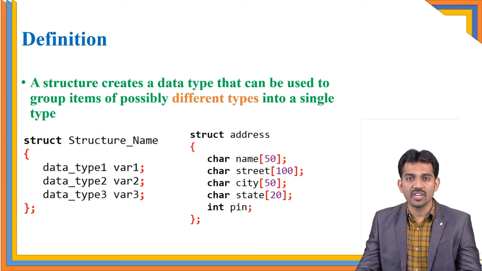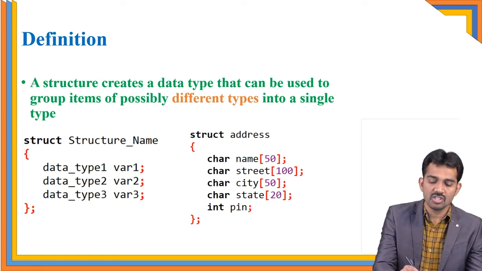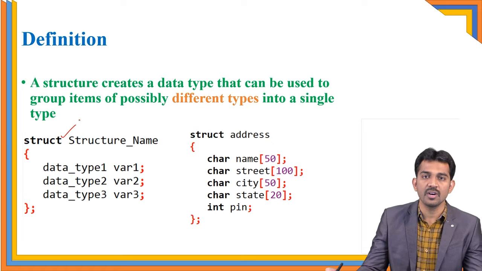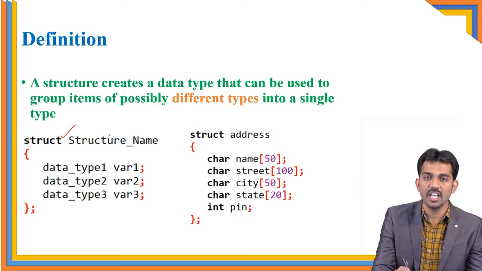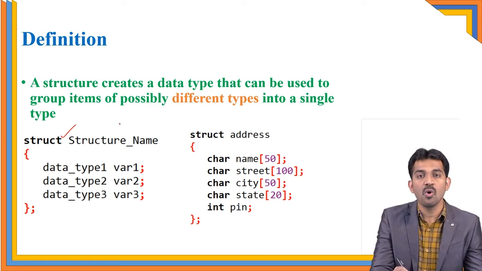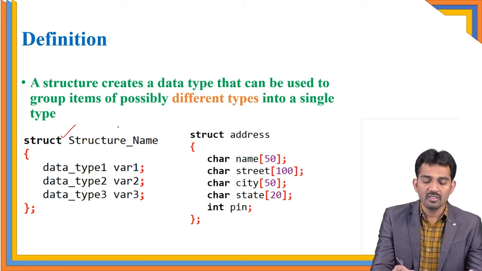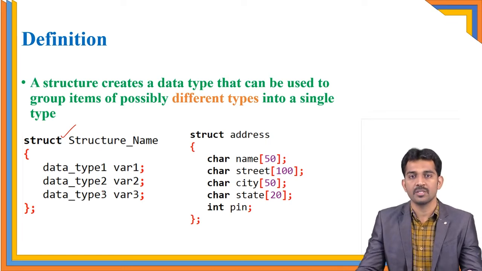The syntax of the structure. The structure starts with the keyword called struct. Observe carefully. Struct is the keyword. By using the struct keyword, you are going to create the structure, followed by the structure name. What name are you going to create? For example, student or person or product, whatever it may be, right? And then the fields of the structure: data type 1, data type 2, data type 3, meaning different data types.